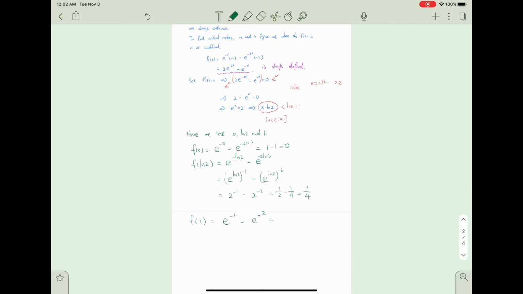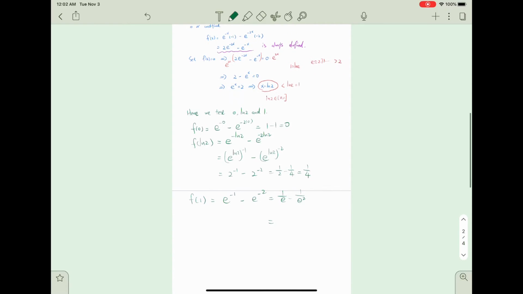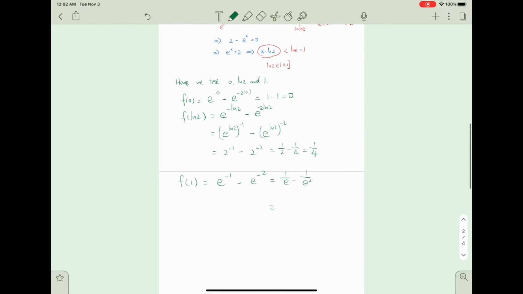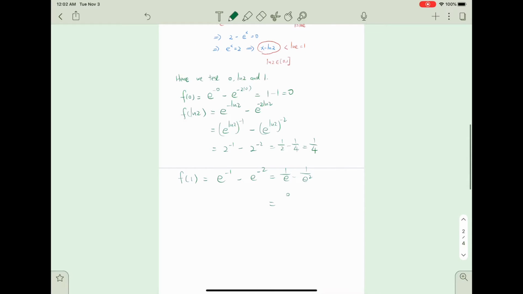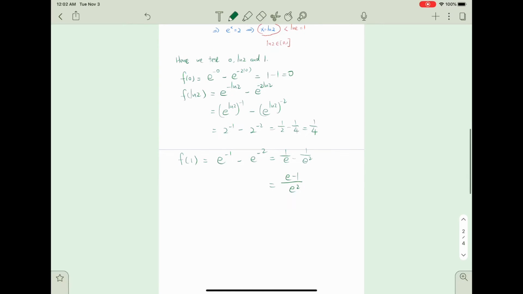That is 1 over e minus 1 over e squared, and if you do the common denominator, then it becomes e minus 1 over e squared. Right. So this value is a little bit tricky, right?